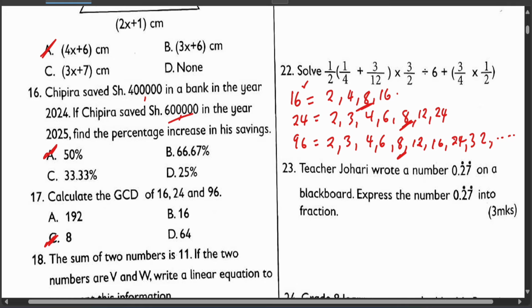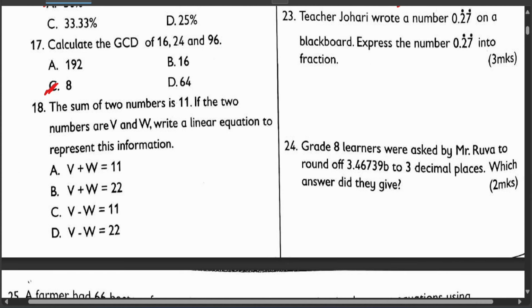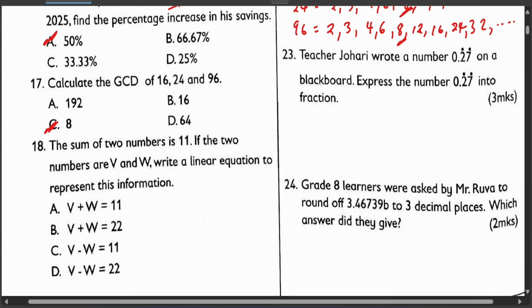Okay, let's continue. Question 18. Just have more to go. The sum of two numbers is 11. If the two numbers are v and w, write a linear equation to represent this information. So it's just v plus w, the sum, the addition, which should give you 11.